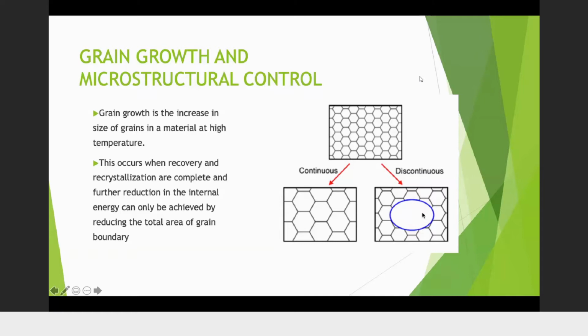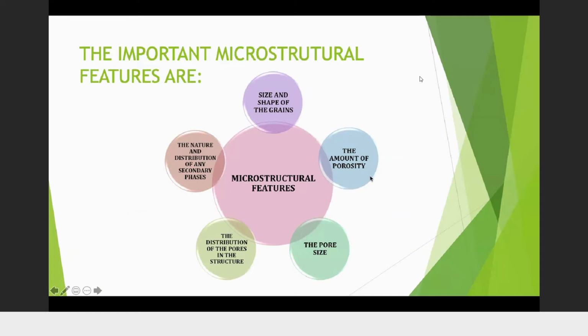So the important microstructural features are the size and shape of the grains. What size is the grain that is formed? The amount of porosity that exists inside this sample. The pore size, is the pore big or small? Of course, if you want to make a porous ceramic material, then the pore size could be varied, or we can make a homogeneous pore. The distribution of the pores in the structure: how are the pores distributed? Is it located at one place, or is it located throughout the sample?